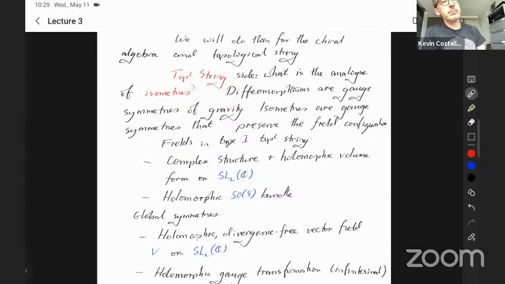Well, we know that general relativity is covariant under diffeomorphisms. And of course, diffeomorphisms are the gauge symmetries of general relativity. And the isometries are those gauge symmetries which preserve the field configuration you start with, like they preserve the vacuum field configuration, which is the metric on AdS5 times S5. So the kind of thing we will study that will replace isometries will be gauge symmetries preserving the vacuum field configuration.